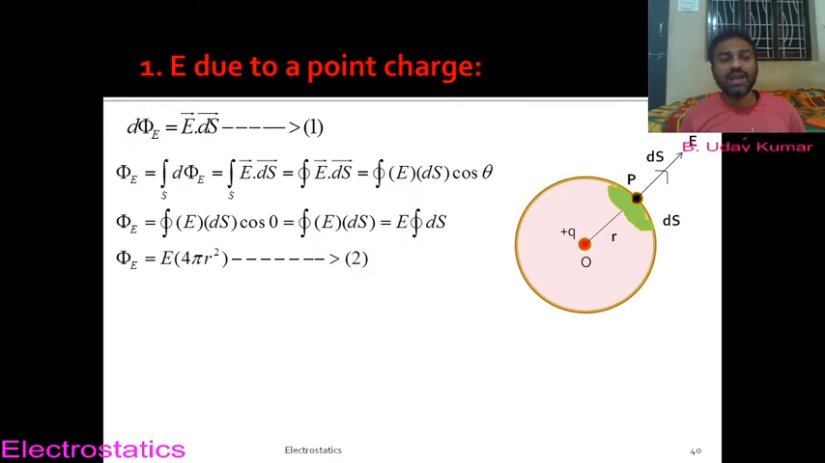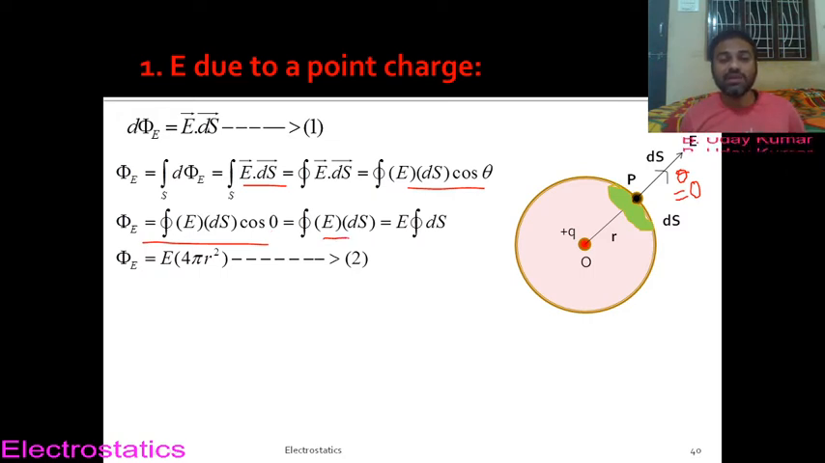So I can write phi e as integral d phi e, and where d phi e is from the equation, I can write it as E dot ds. Remember these two are vector quantities. I can write E dot ds as E ds cos theta, where theta is the angle between E and ds. Here the angle between E and ds is found to be 0, and hence cos 0 becomes 1. So please check it out: phi e is equal to integral E ds cos 0, and cos 0 is 1, you know that. So phi e becomes integral E ds.